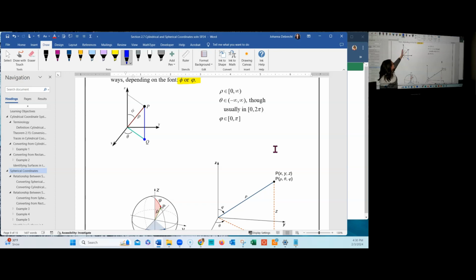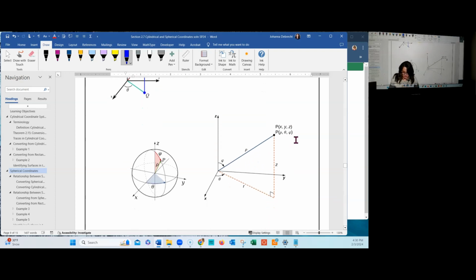Phi is the angle from the positive Z axis down to this straight line distance from the origin to the point. Let's take a look at what it looks like on a sphere so you can see why this is called a spherical system. In the one on the left, you can see that if you took this rho value and you allowed rho to be a constant and you spun rho around in all possible directions, varying theta and phi as much as possible, it would create a sphere. And that's where it gets the name spherical system.